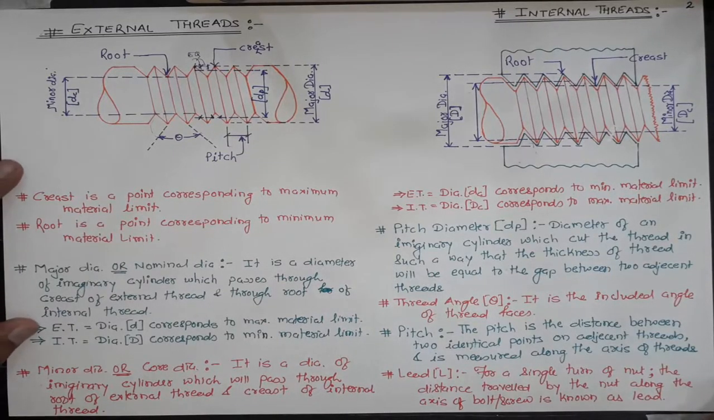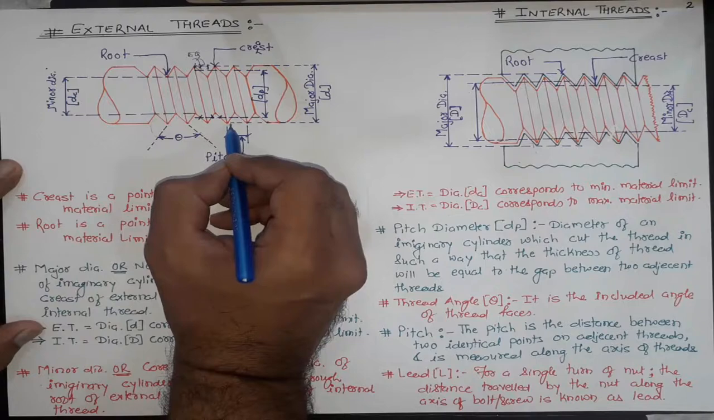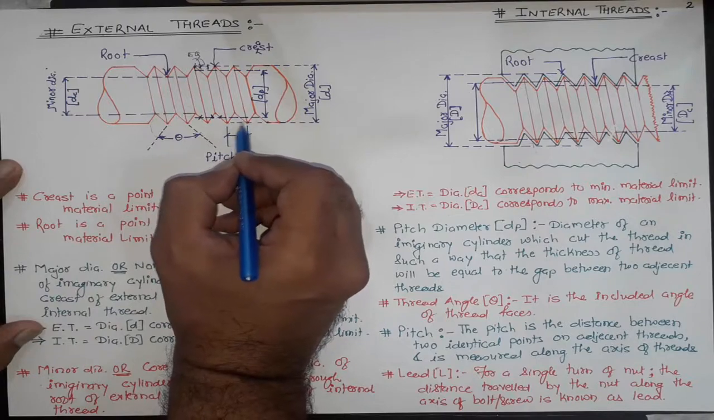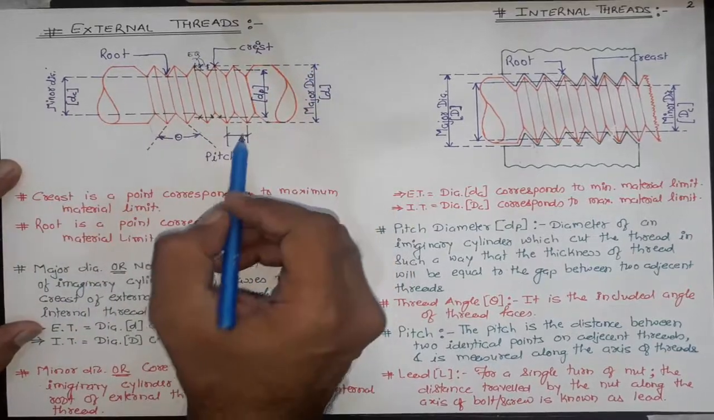Pitch. Pitch is the distance between two identical points of adjacent threads, and it is measured along the axis of the thread. This is the axis of the thread, and the pitch is the distance between two adjacent threads measured along the axis of the thread. This is pitch.